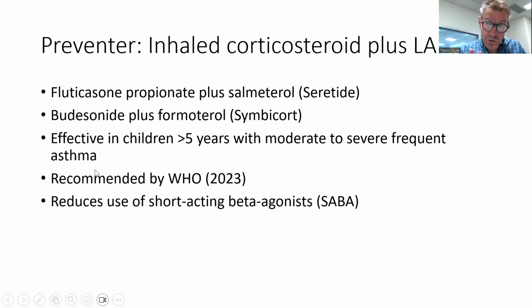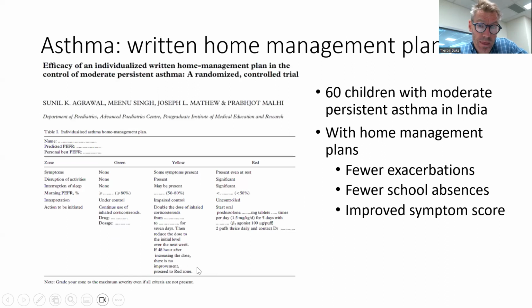So you've got to have pretty bad asthma to be eligible for these medications, but they can make a very big difference to the frequency and severity of asthma attacks. They were endorsed just last year by the World Health Organization, and if children are taking them, they've been shown to reduce hospitalization, reduce the use of salbutamol and other short-acting beta-2 agonists, which probably have too many side effects like tachycardia and other jitteriness and other things.